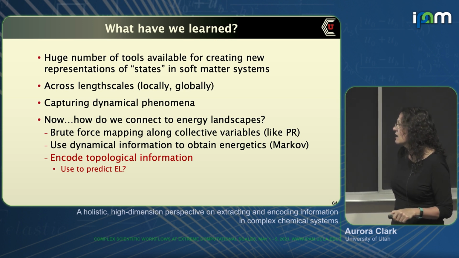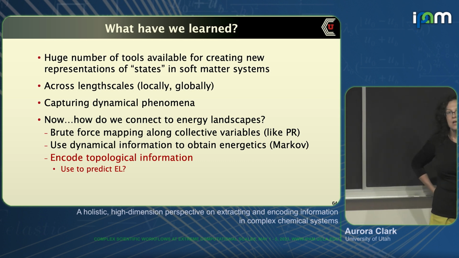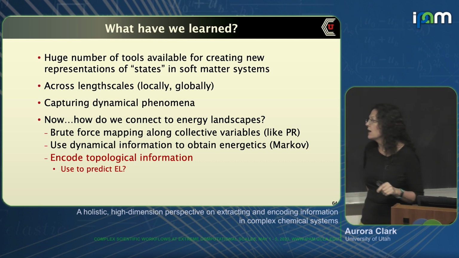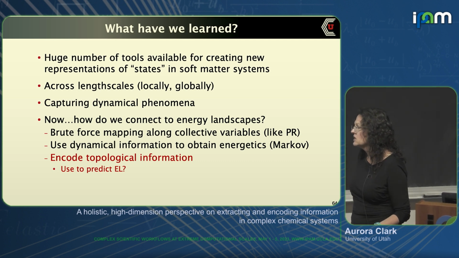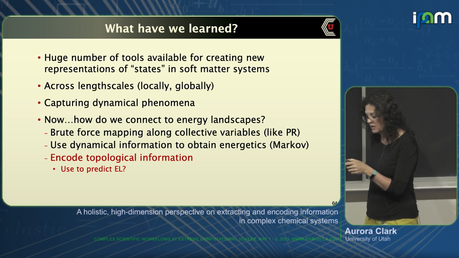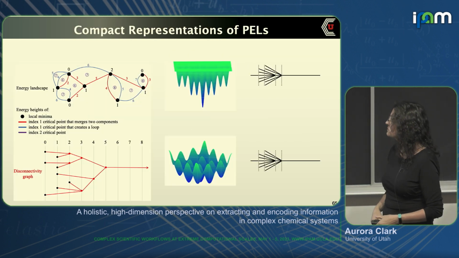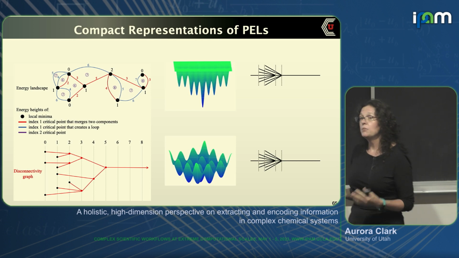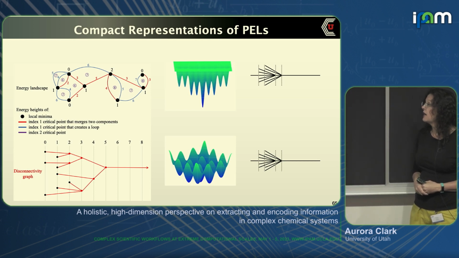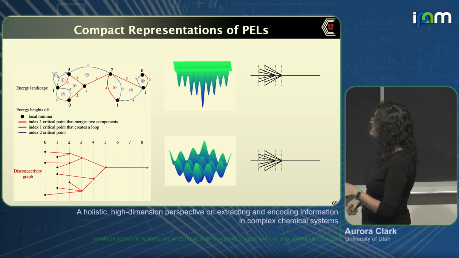Or I can think about how to encode the topological information and think about patterns that are associated with the energy landscape, and maybe think about some new math tools that allow me to bypass measuring the energy landscape at all. And this is what the last major part of my talk is going to focus on. And so a number of you might be familiar with compact representations of potential energy landscapes. They're used a lot in things like protein folding. And the dominant one is disconnectivity graphs.